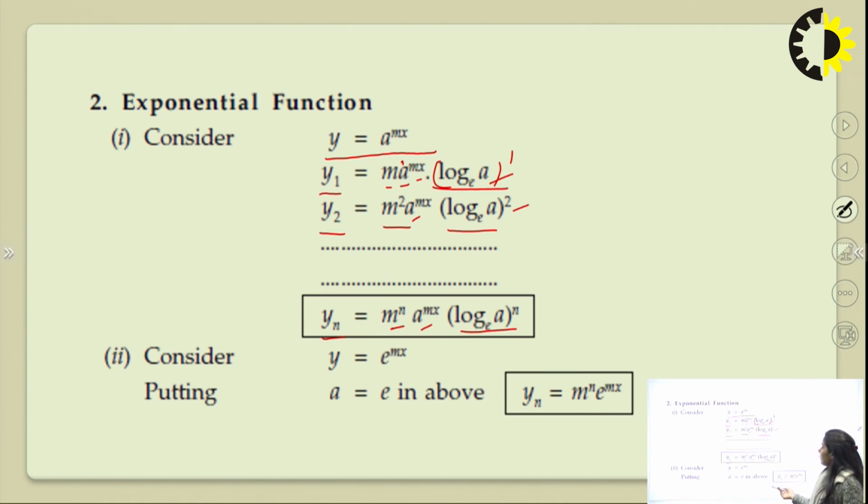In yn here will be (log a) power n. Now similarly we can find the nth derivative of y is equal to e power mx, or we can put a equal to e in this derivative. Then we can see that here yn is equal to m power n e power mx.